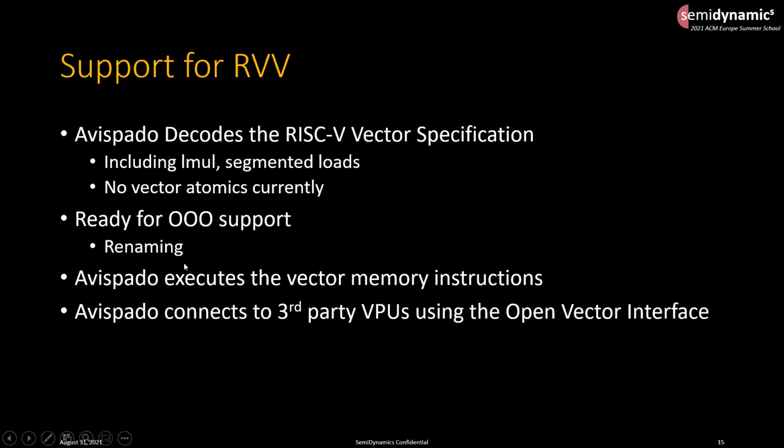It probably requires a long discussion, but I'll be happy to do that. The way we've approached this is that Avispado, our core, executes the vector memory instructions, as we'll discuss. And then it connects to a third-party VPU. In fact, that's what we've done in EPI, where the VPU has been done by the Barcelona Supercomputing Center, BSC, and Uni Zagreb together. So the core talks to the VPU using an interface which we call the Open Vector Interface. Let me go into details about that.